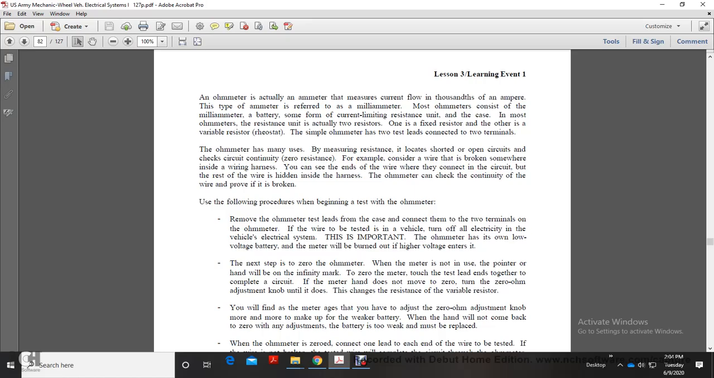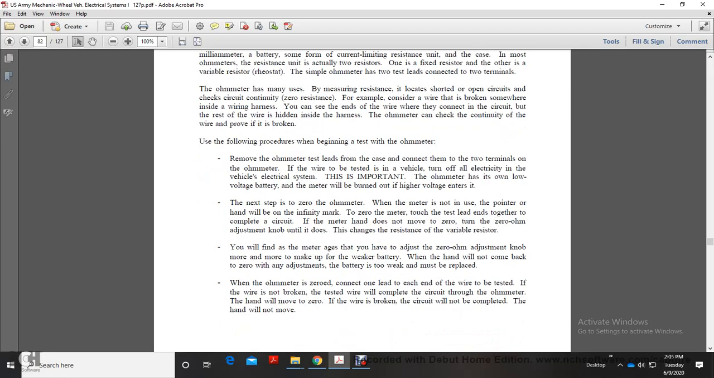The ohmmeter has many uses: measuring resistance, locating shorts and open circuits, and checking the continuity of a circuit. Continuity means zero resistance. For example, consider a wire that is broken somewhere inside of a wiring harness. You can see the ends of the wire where they connect to the circuit, but the rest of the wire is hidden inside of the harness. The ohmmeter can check for the continuity of the wire and prove whether or not it is broken.